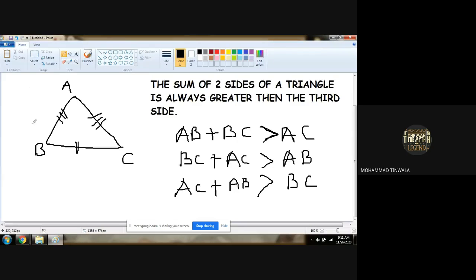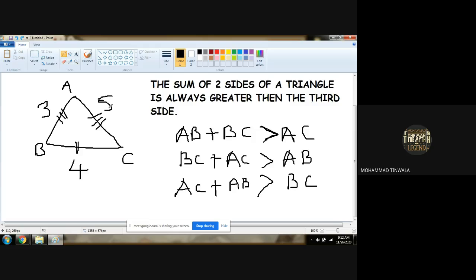સમજાણું? જો હવે તમે કરીને જોઈ લ્યો તો જ આવશે. AB if you take 3 centimeter, BC you take 4 centimeter, AC you take 5 centimeter. Now you check out. If you add 3 plus 5, that is 8 centimeter. Is 8 greater than 4? Yes. Now if you add 5 plus 4, that is 9. 9 is greater than 3? Yes. If you add 3 plus 4, that is 7. 7 is greater than 5? Yes.